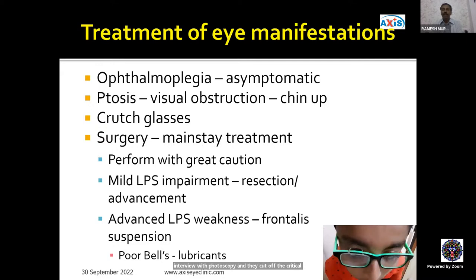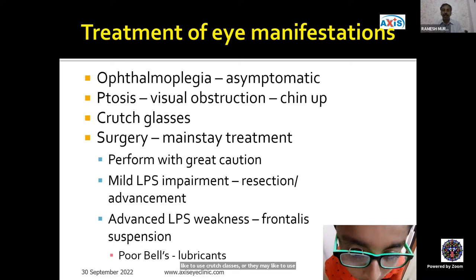But we need to treat the eye manifestation because those are the patients who will come to us. So the ophthalmoplegia many times is asymptomatic. The patient is more worried about the ptosis. Why is he worried about the ptosis? Because it is causing visual obstruction. So he always has to keep a chin up position. Patient may like to use crutch glasses or they may like to use taping as I showed in my patient.